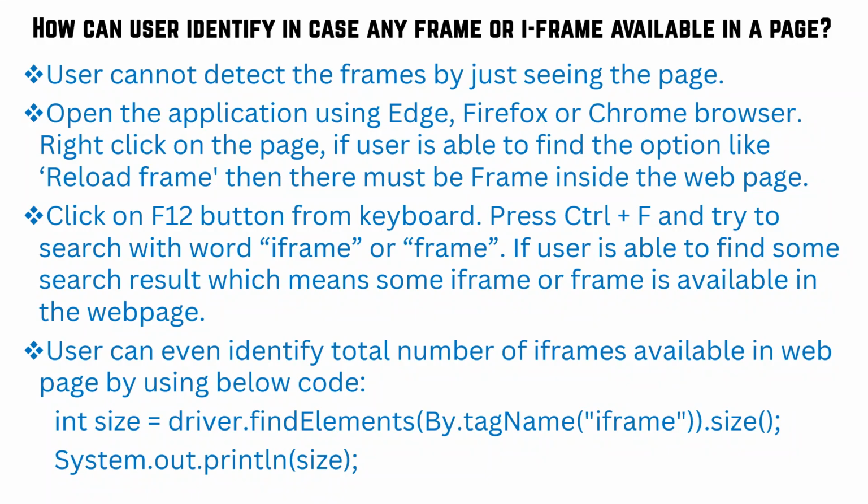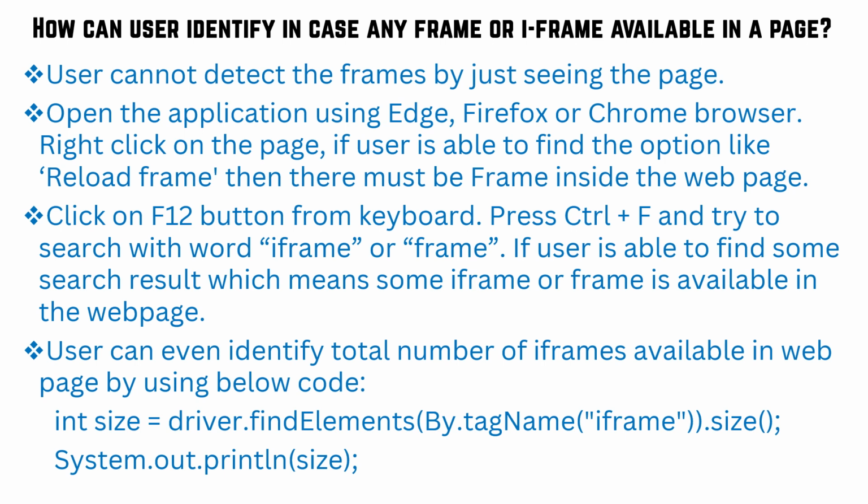So one option is that you can mouse over the page and right click, and if you see an option called reload frame or refresh frame, then you get to know that a frame or iframe is available. But that is not the common practice, because throughout the page maybe one or two portions will have a frame or iframe, but not the whole page. So the option is that you can press F12 or right click and go to Inspect Element, press Ctrl F, and type frame or iframe. In case anything is available with a starting tag name of frame or iframe, then you can know that a frame or iframe is associated to the element.